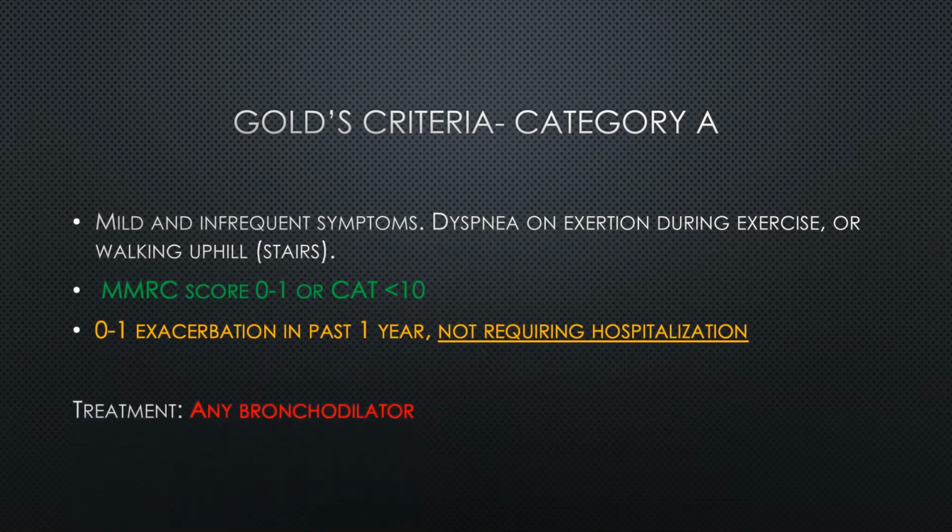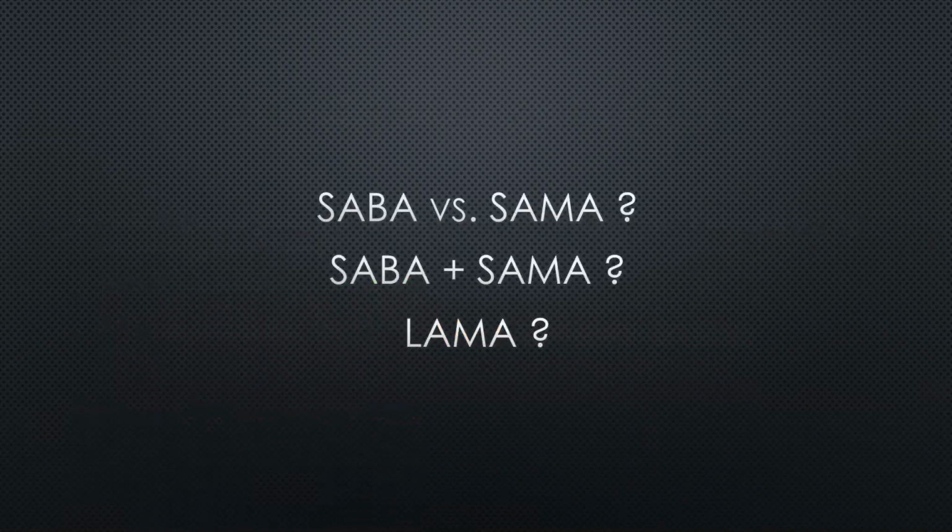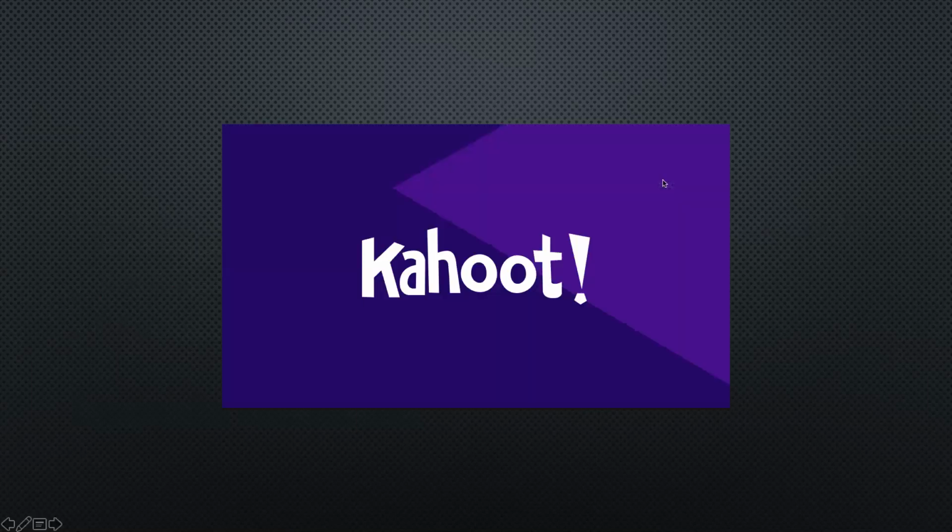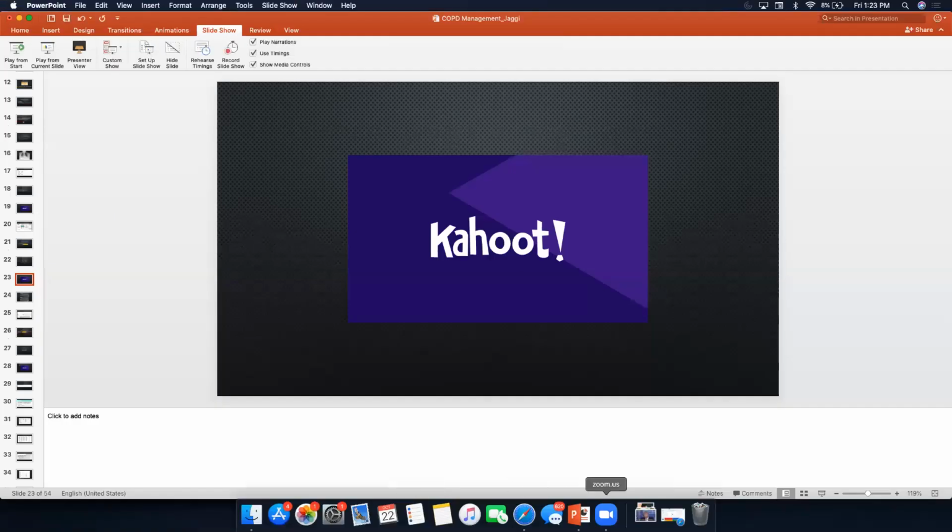Yeah, so really any bronchodilator is recommended. You can either do a short-acting beta or muscarinic agonist or a long-acting beta or muscarinic agonist. So what would you choose? What if this was your patient, if this came into your clinic, what would you do? So there's another Kahoot. And that's basically the question.